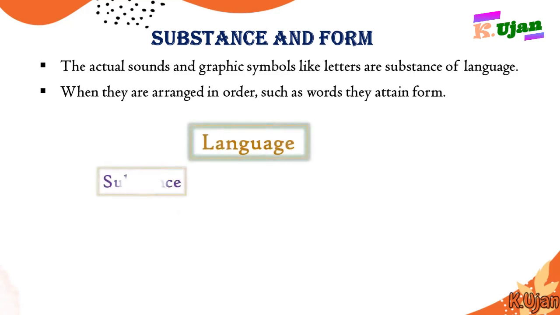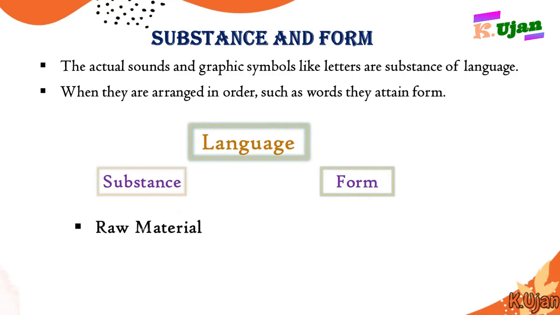So when we are talking about substance and form in linguistics, we are talking about how language is composed of substance and then it is arranged in form, and that is known as language. So substance is actually the raw material of language. On the other hand, form is actually a particular order of language.